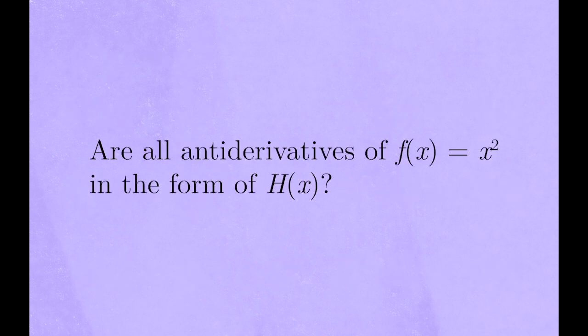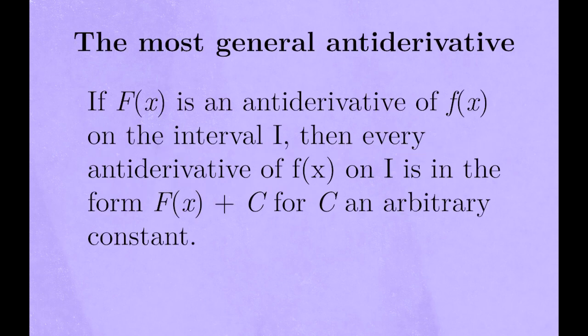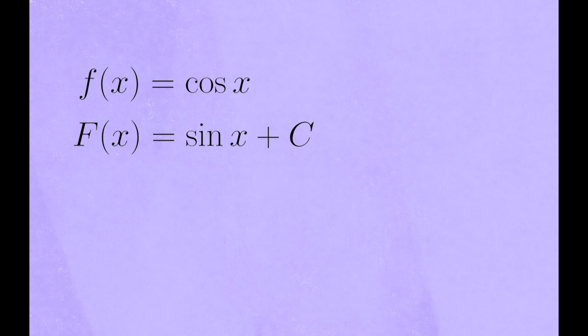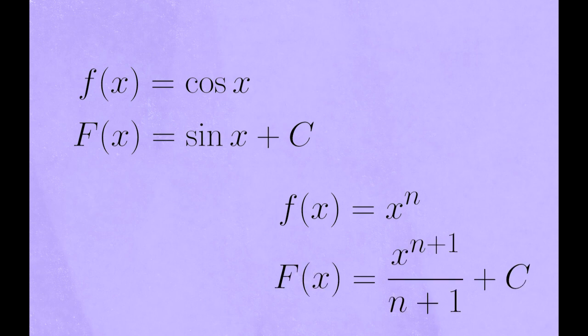This leads us to a natural question: are there more antiderivatives that aren't in this form? The mean value theorem tells us that any two antiderivatives of a function differ by a constant, so we actually have an exhaustive list. If f is a function defined on an interval I, and F is an antiderivative of f, then the most general antiderivative of f on I is F(x) + c, where c is an arbitrary constant. Here are some specific examples. The most general antiderivative of cos(x) is sin(x) + c. The most general antiderivative of xⁿ, for n not equal to -1, is x^(n+1) divided by n+1.